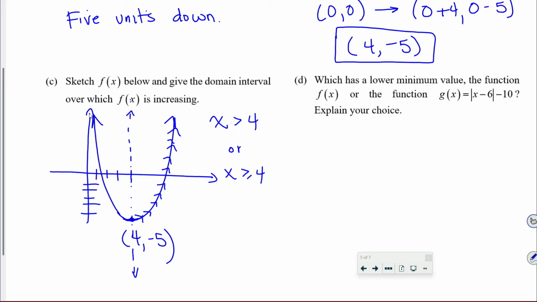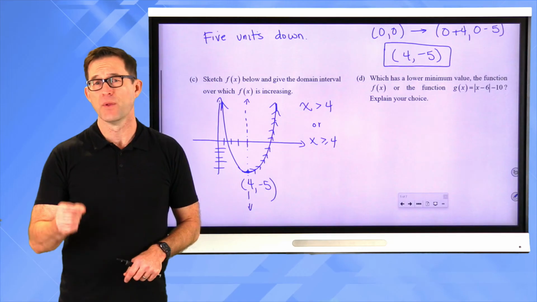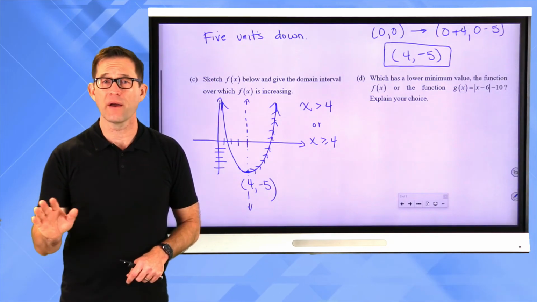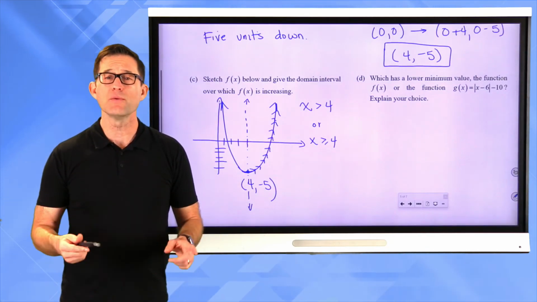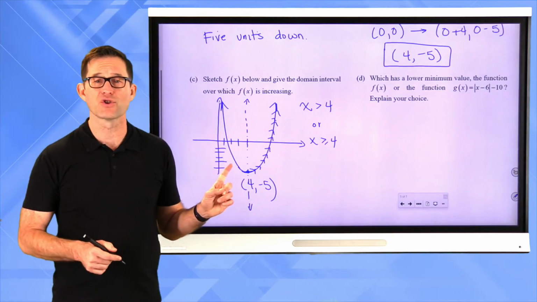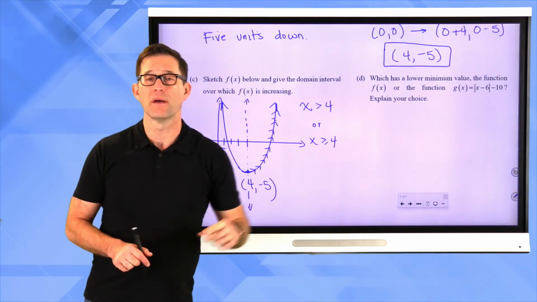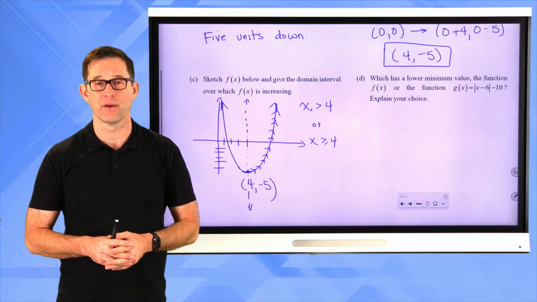Which has a lower minimum value? The function f of x or the function g of x equals the absolute value of x minus 6, minus 10. Explain your choice. All right, well, pause the video now, and really without using your calculator at all, you should be able to tell me whether this function or this function has a lower minimum value.